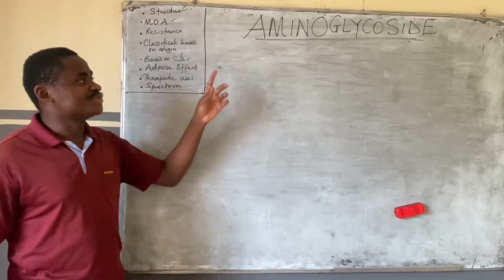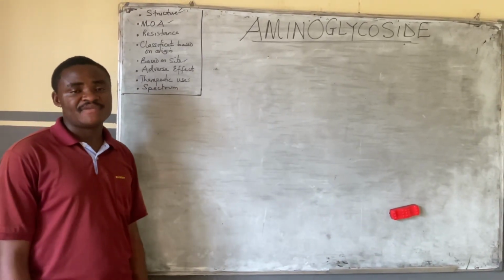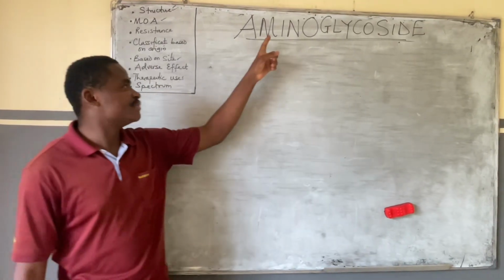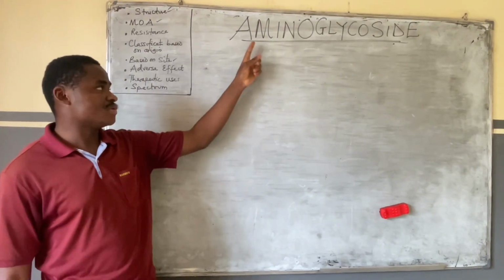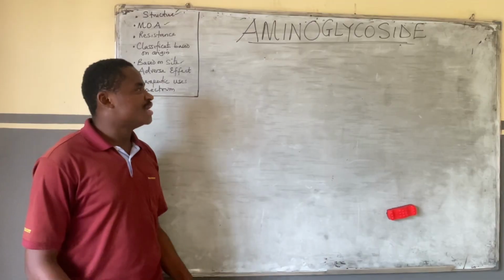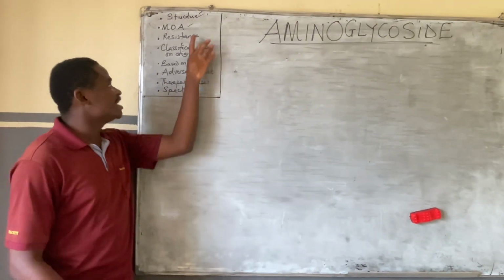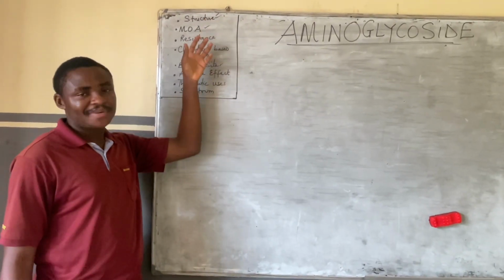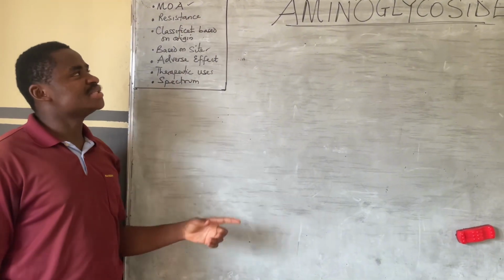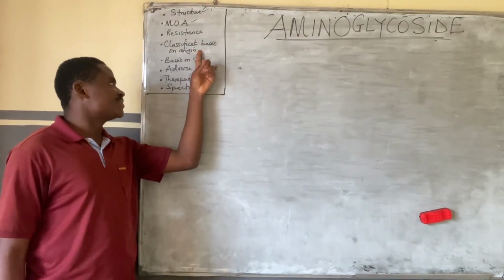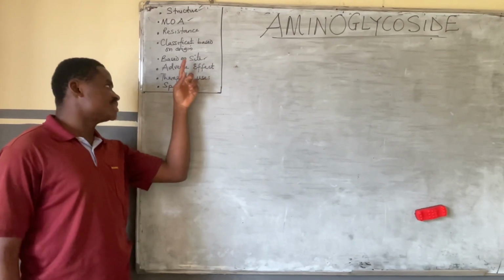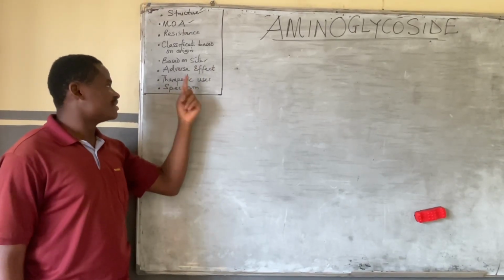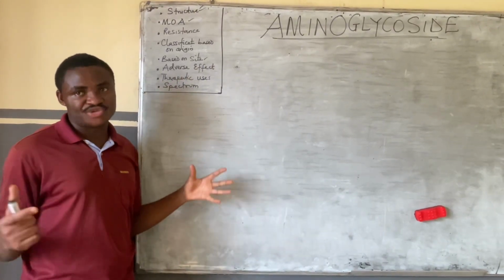Today we are going to continue with our study in pharmacology, and we'll be looking at the pharmacology of the antibiotic called aminoglycoside. For aminoglycoside, we'll be using the outline: we'll talk about the basic structure, the mechanism of action, the resistance, classification based on origin, classification based on site, adverse effect, therapeutic uses, and then its spectrum.